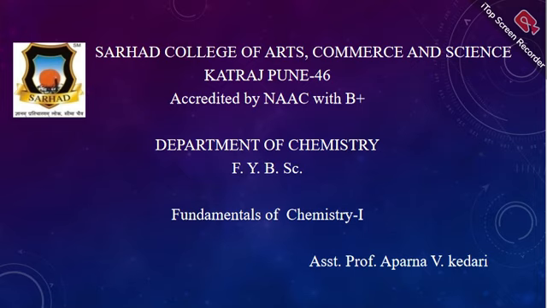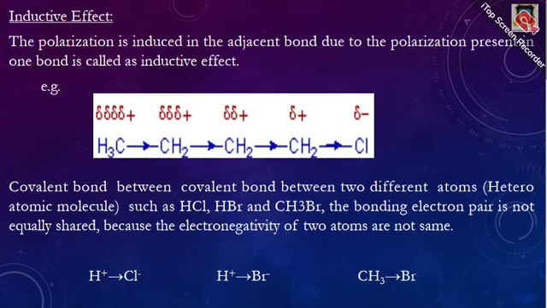So let's start with inductive effect. What is inductive effect? The polarization is induced in an adjacent bond due to polarization present in one bond. It's called inductive effect. Here you can see the polarization present in this carbon and chlorine bond. Due to polarization in this bond, the polarization is induced in all other adjacent bonds. Therefore, what is inductive effect? The polarization is induced in the adjacent bond due to polarization present in one bond.